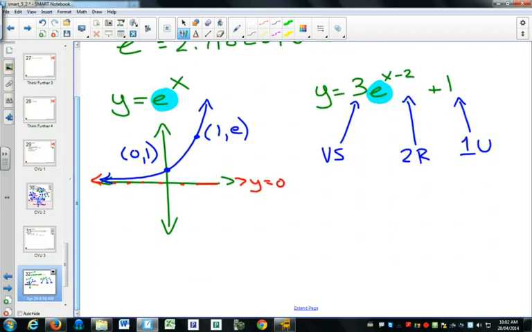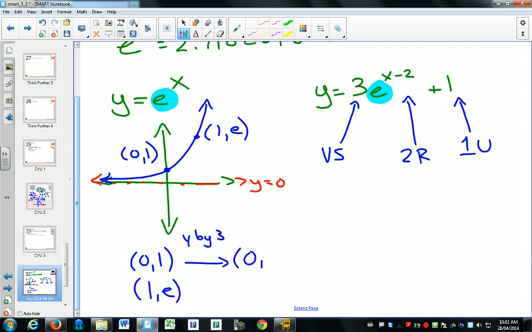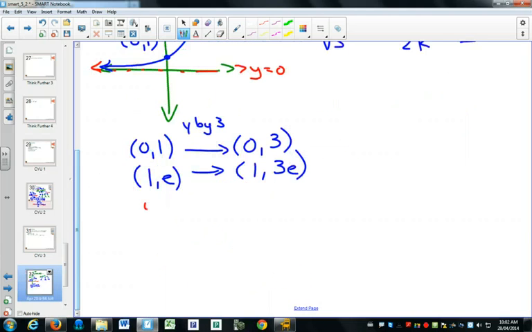So when we look at our 2 points that we know, which are 0, 1, and 1, e, we do all of our stretches and all of our reflections first. There's only one, which is y by 3. That'll get you to 0, 3, and 1, 3e. I'll put the asymptote on here already as well.